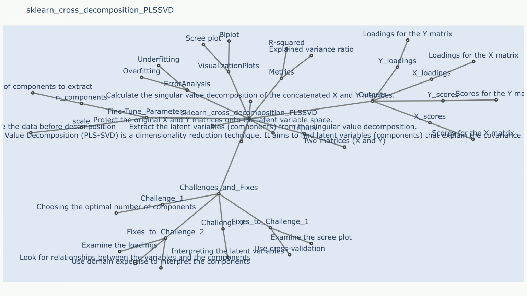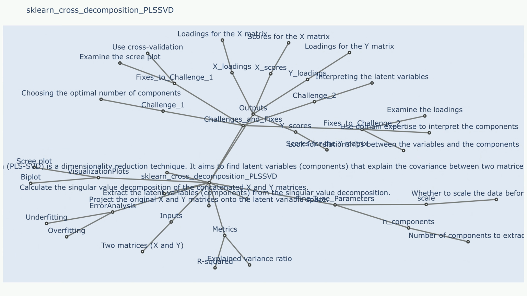Fixes to challenge 2. Perform feature selection to remove highly correlated variables. Use regularization techniques to penalize large weights for highly correlated variables. Consider using other dimensionality reduction techniques such as principal component analysis (PCA) before applying PLSSVD.